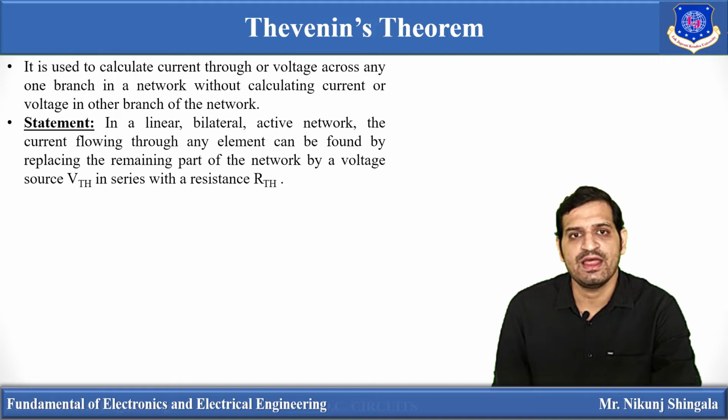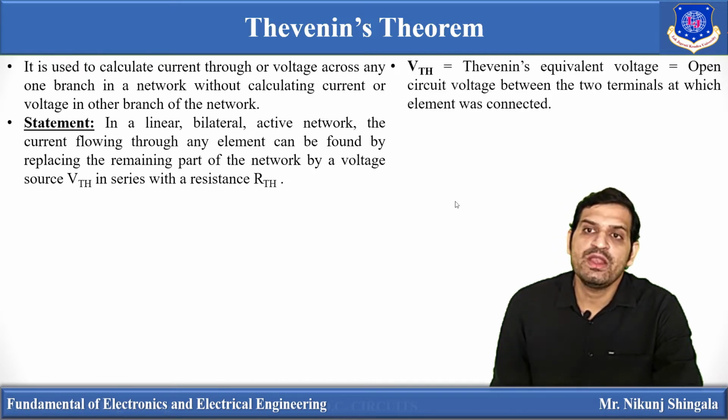Now what is VTH and RTH? Linear means what? The element for which the VI characteristics remain the same. Bilateral means what? Resistance is a bilateral element in which current can flow in either direction. And active network means what? We already know what an active element is: the element which consists of energy sources. Now a linear active bilateral network is there. In that network we can find the current through an element by replacing the remaining part of the network by VTH and series RTH.